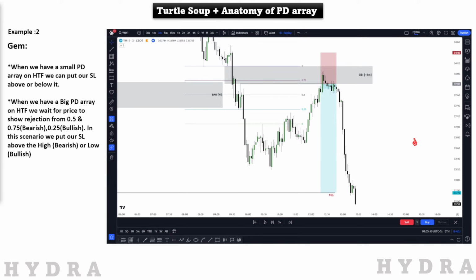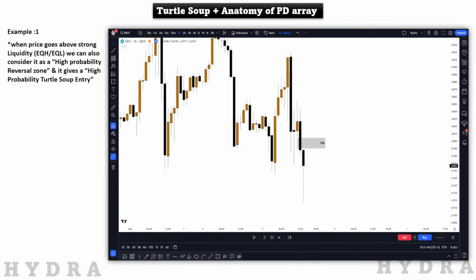If hourly closes above 0.5 of the fair value gap, does this cancel the short trade? No, it doesn't cancel the short trade. Go back and listen again. I told you that when we have a big fair value gap, a big PDA, we wait for a rejection from the 0.5 and the 0.75. But when we have a short PDA and price is trading back inside 0.5, it's okay, because we are putting our stop loss above the 1 level, right? And that's what I showed you guys here.